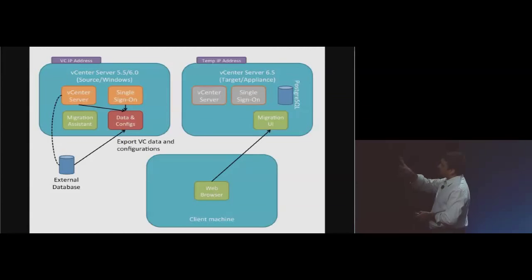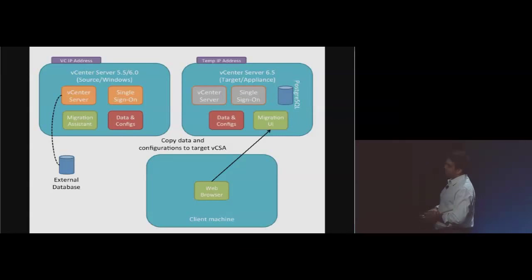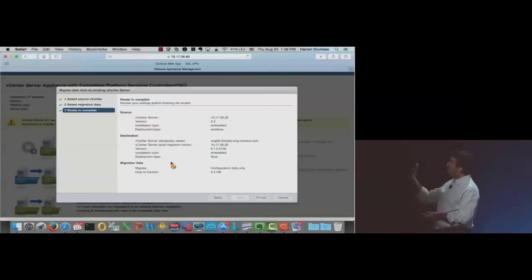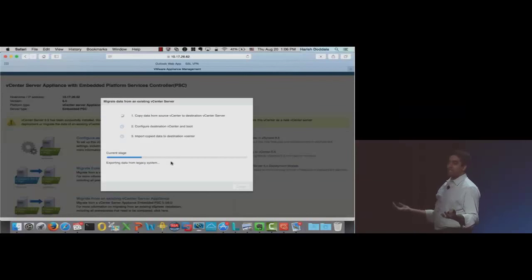And what it's going to do is it's going to export all the state from the Windows machine, and it's going to bring it to the appliance. So the data in the database, the configuration files, the SSO data, it's going to bring everything to the appliance side, and it's going to shut down the Windows machine. It's going to transfer the public IP from the Windows to the appliance, so that the appliance is showing up just like the Windows machine.